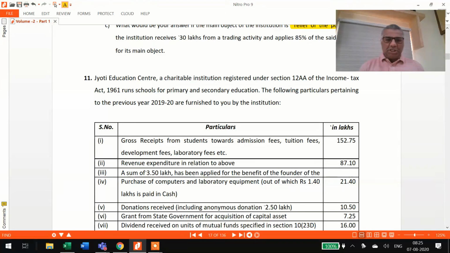Jyoti Educational Center. It's a good question. A charitable institution registered under Section 12AA runs schools for primary and secondary education. The following particulars are for the previous year, amount in lakhs. Gross receipt from students for admission, tuition fees, development: 152.75 lakhs. Will it fall under 10(23C), Lalita? Will this fall under 10(23C)?